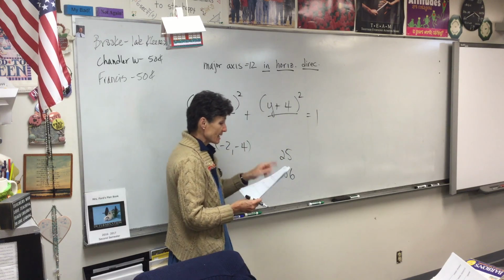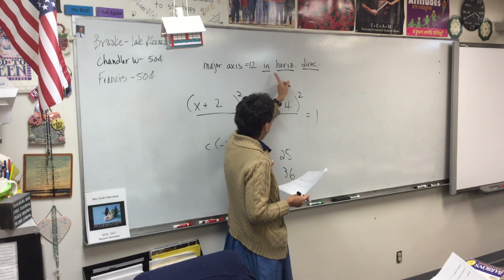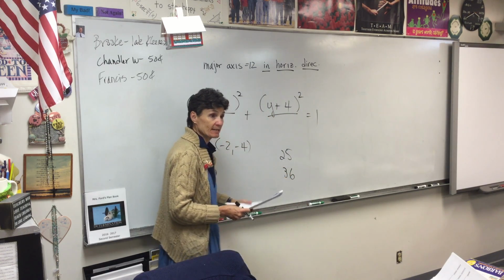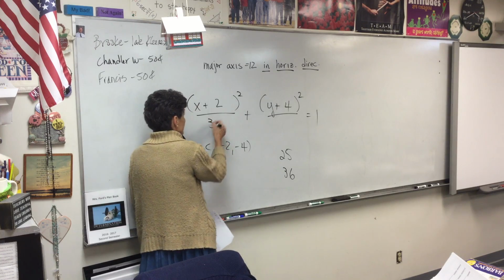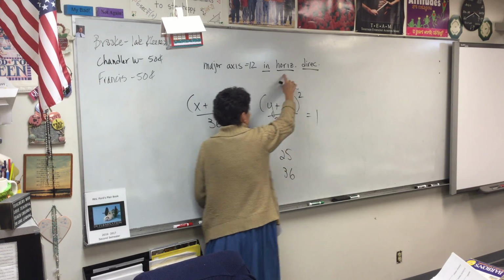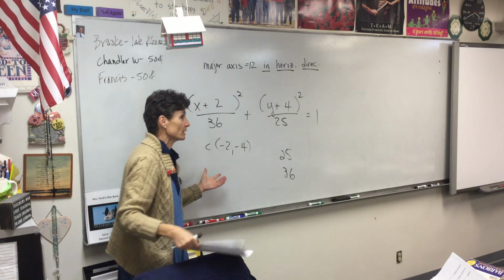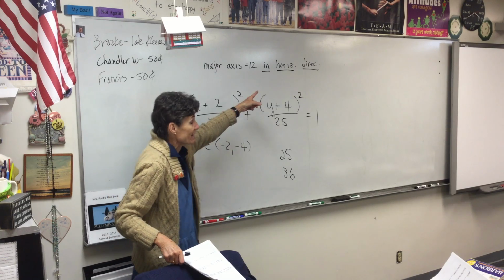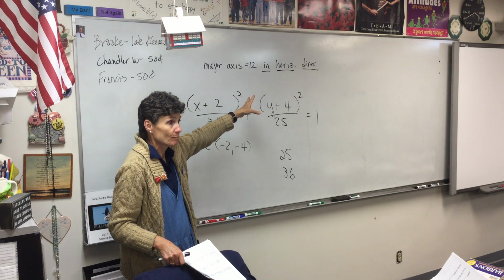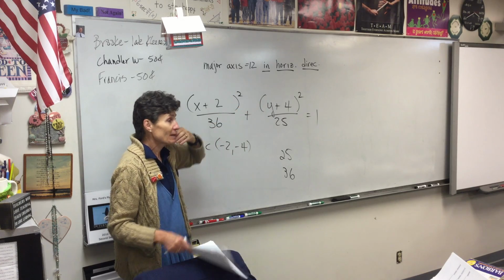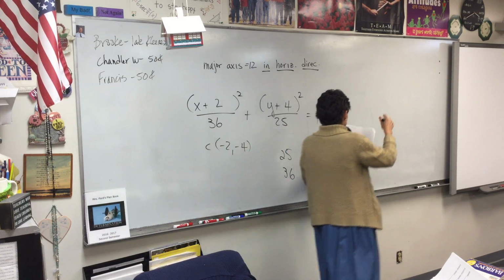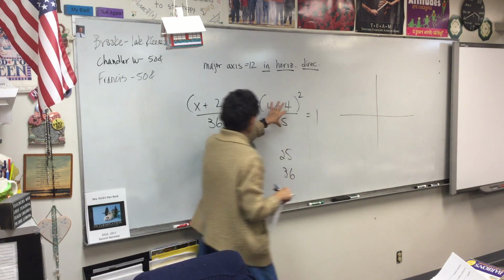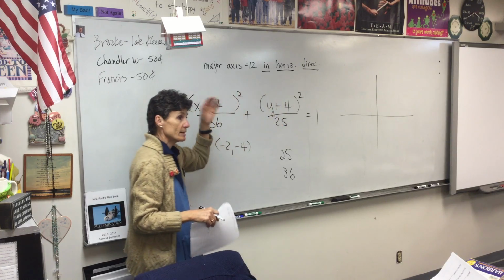Now, it says we added the major axis is horizontal. So that means the 36 goes where? Under the X. If I didn't add this on, do you see how you wouldn't really know which one was the 36 and which one was the 25? So I had to make that change because I had a bad problem. All right, well, that wasn't too bad. Let's do the next one. That's it, you're done. This is your equation, this is your answer right here.